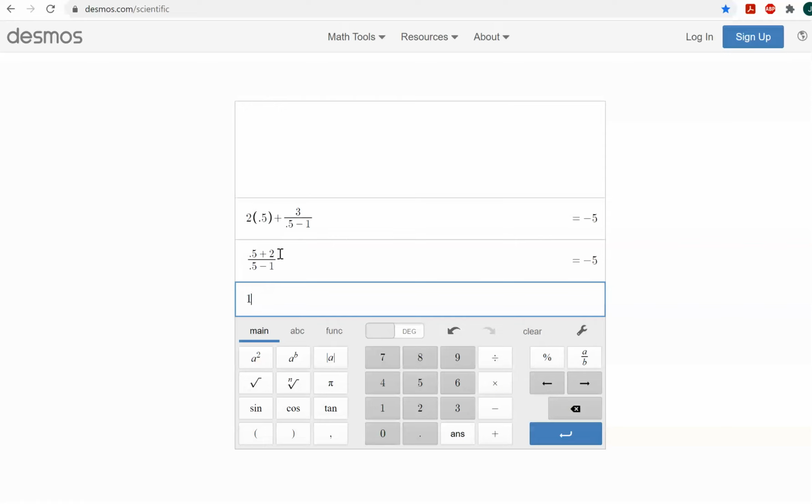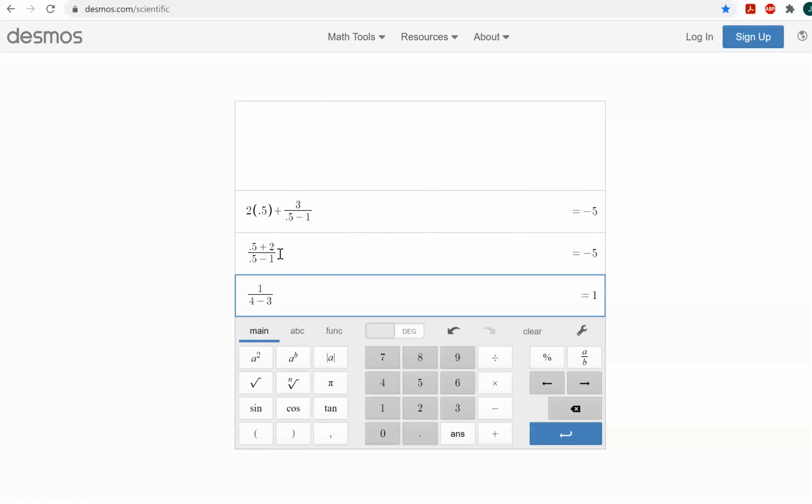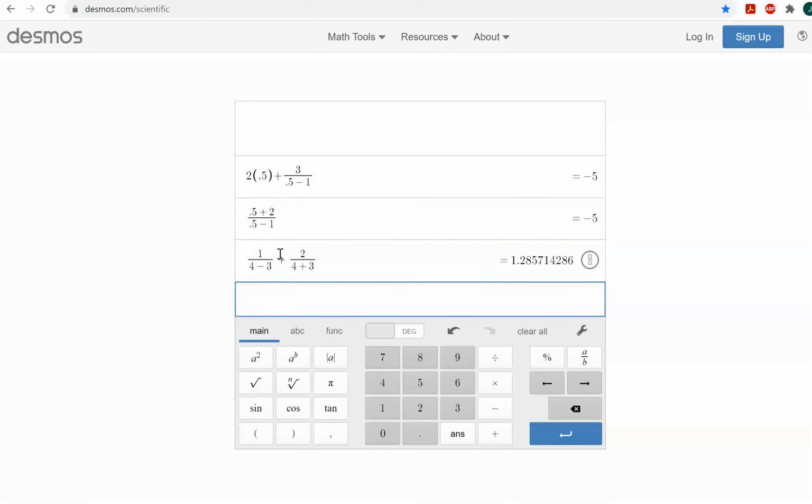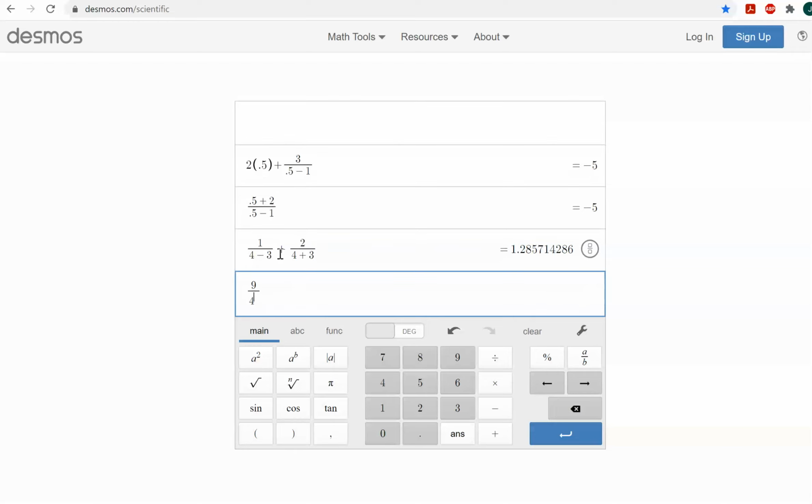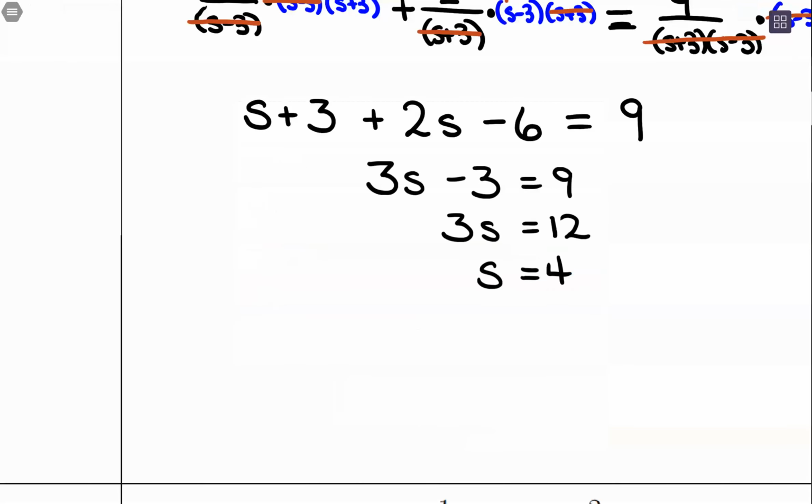So we have 1 over 4 minus 3 plus 2 over 4 plus 3. So you can see the answer we'd get out for the left-hand side of the equation. And then 9 over 4 squared minus 9. And we get the same exact answer out. So our proposed solution is correct. It checks out. So we have s equals 4.